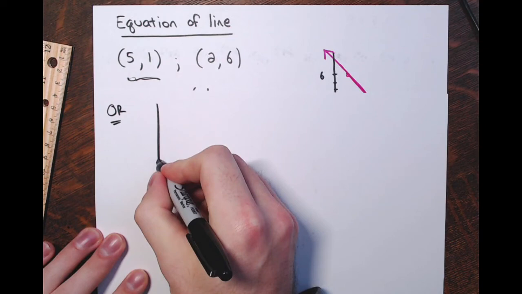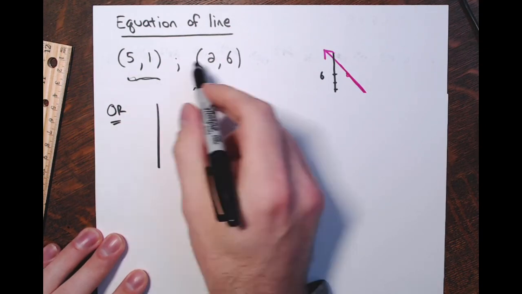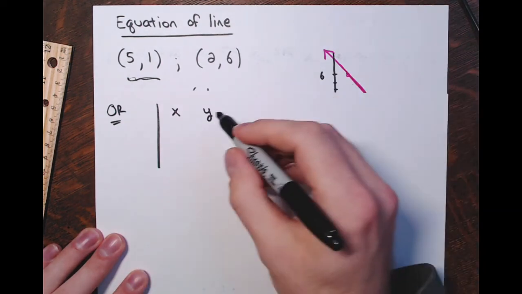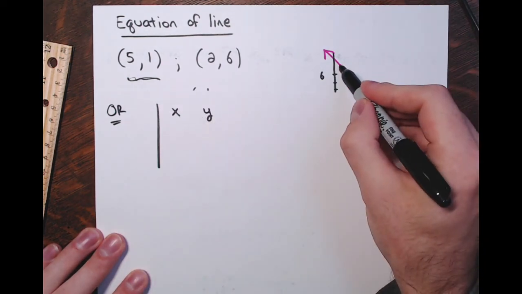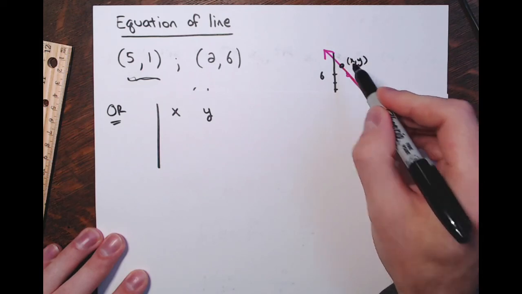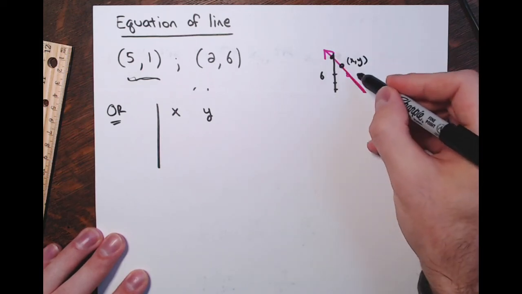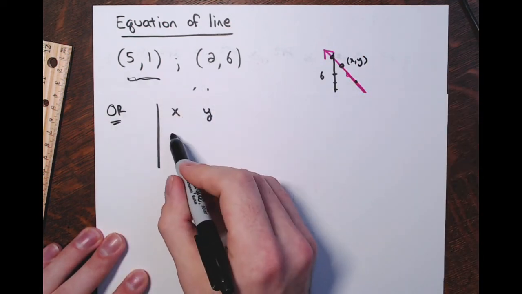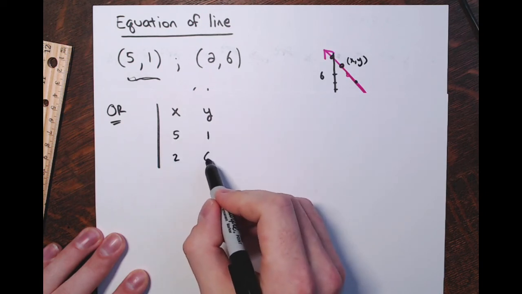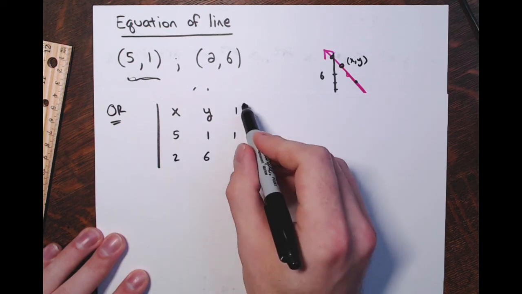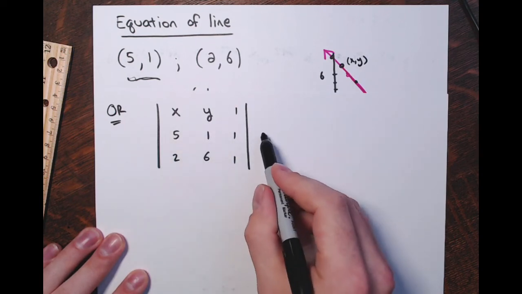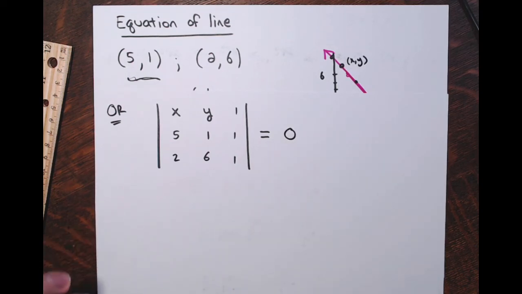I set the determinant of some matrix with these 2 points and some third point, some point called x comma y. This xy represents any point on this line, like that, or that, or that. Any point on the line is represented by these variables. And then these other 2 points are on this line, 5, 1 and 2, 6. And then I got that third column of just ones. And in order for this point to be on the same line as these two, this determinant needs to be equal to 0. So I set this determinant here equal to 0.